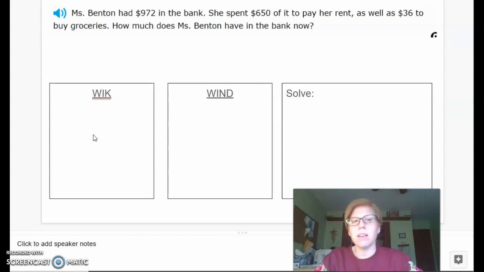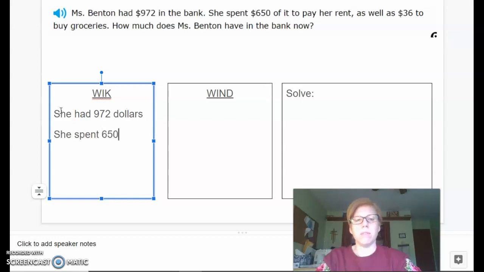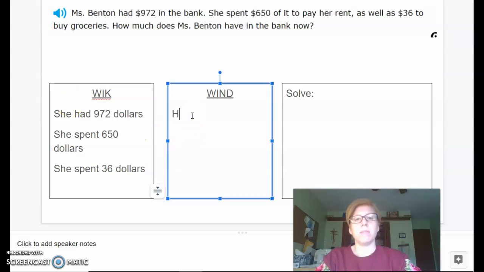Mrs. Benton had $972 in the bank. She spent $650 of it to pay her rent, as well as $36 to buy groceries. How much does Mrs. Benton have in the bank now? Well, what do we know about Mrs. Benton? She had $972. She spent $650. She spent $36. And we need to figure out what? How much does she have now?